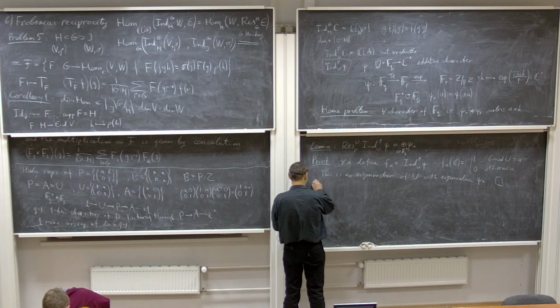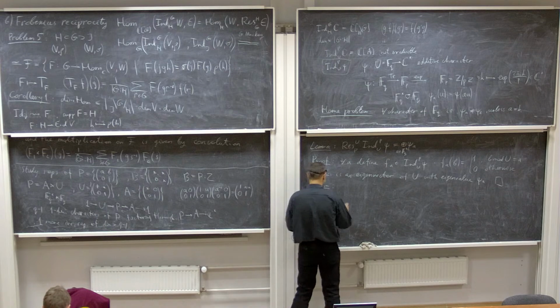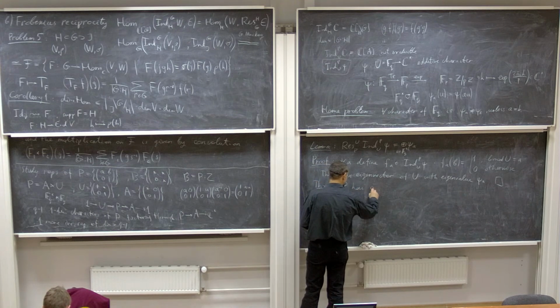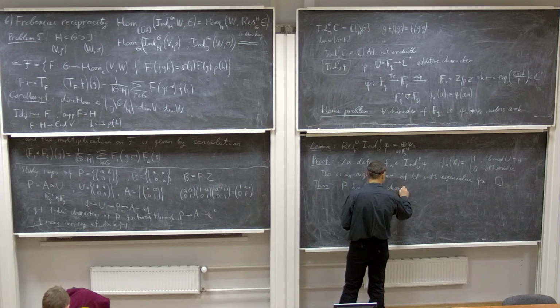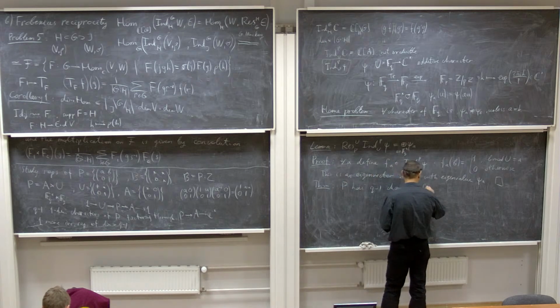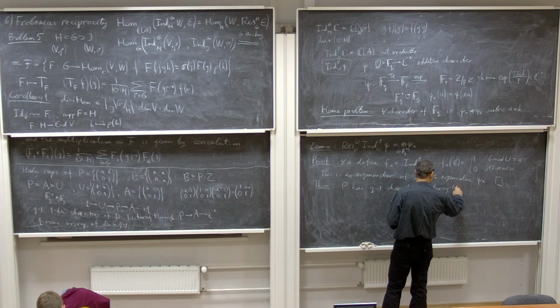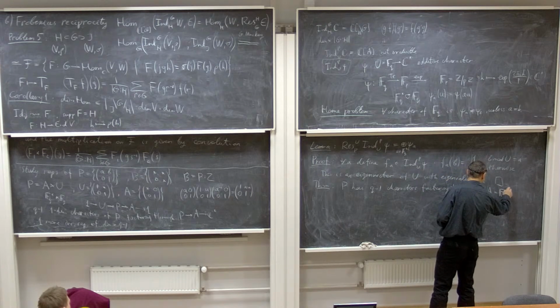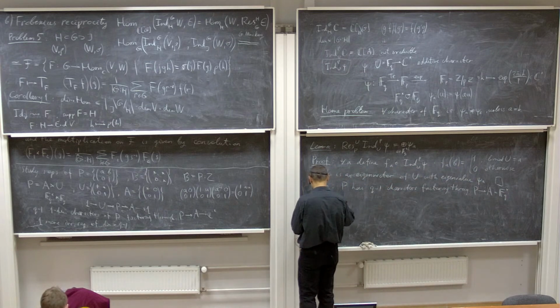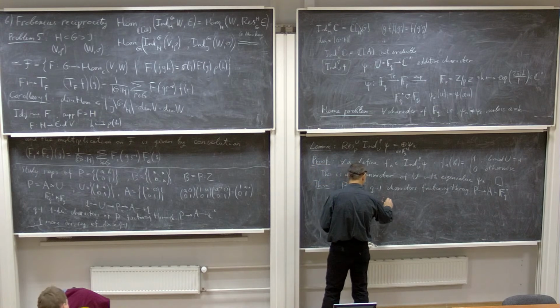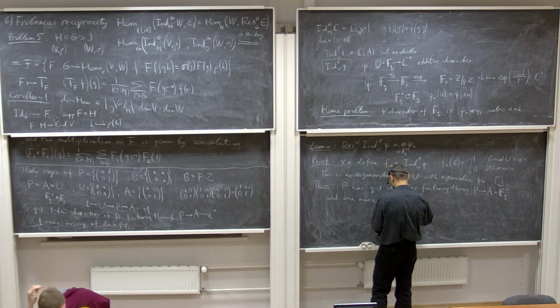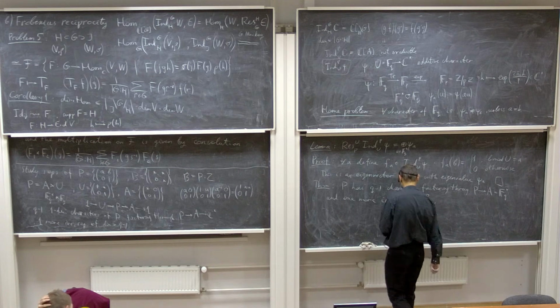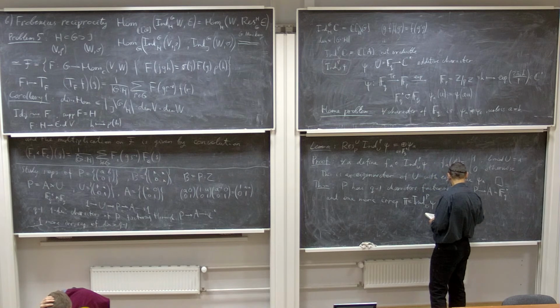And then the classification theorem I announced is that P has q minus 1 characters factoring through the projection to A, and one irreducible representation, say pi, of dimension q minus 1.